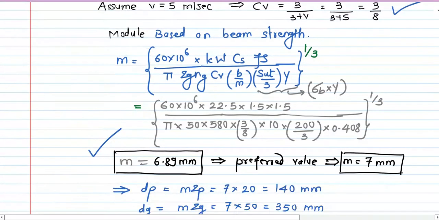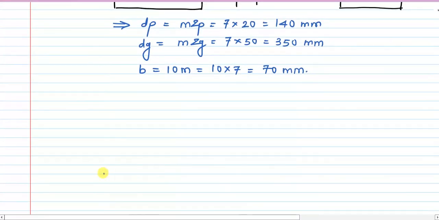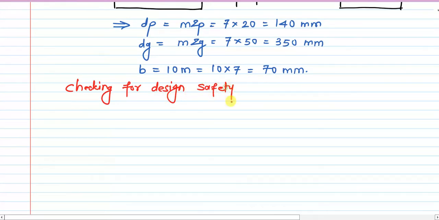So we just need to check whether this is correct or not. So we will go ahead with this. I will suggest we call it checking for design safety, which means we will be evaluating SB and factor of safety on the basis of these parameters, and we will check whether it is still within the limits. Checking for design safety or correctness.